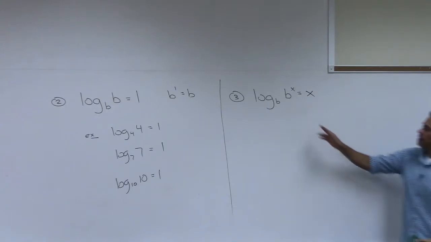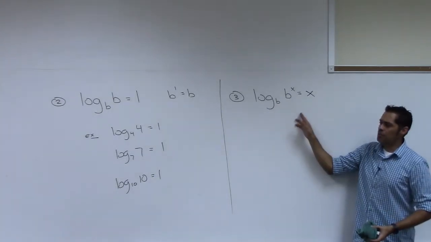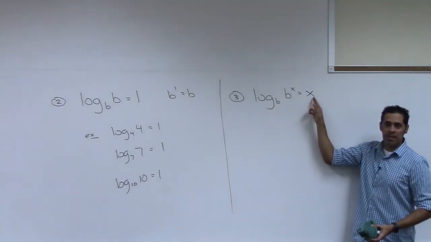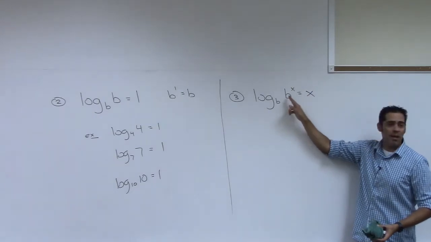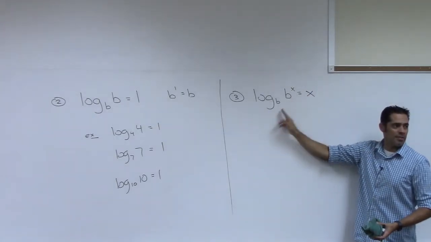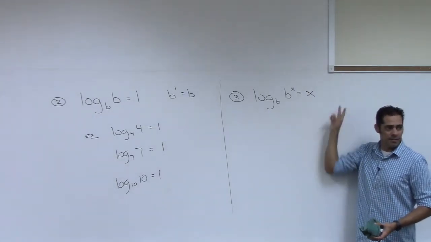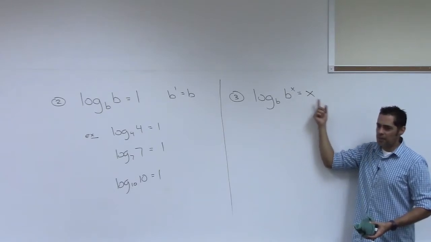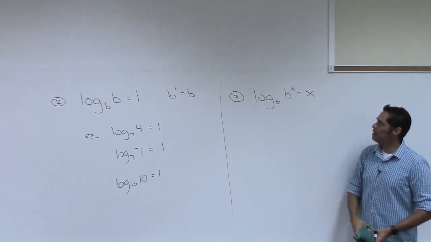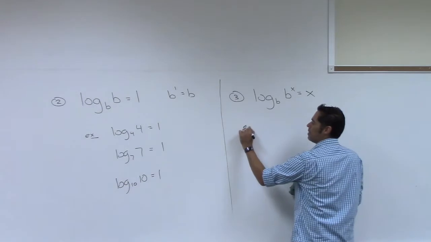Let's check it. B raised to the x must be equal to b raised to the x. Right? Do you see the loop work there? Yes? It's obvious now, yeah? Okay. So let me give you a couple of examples of this.